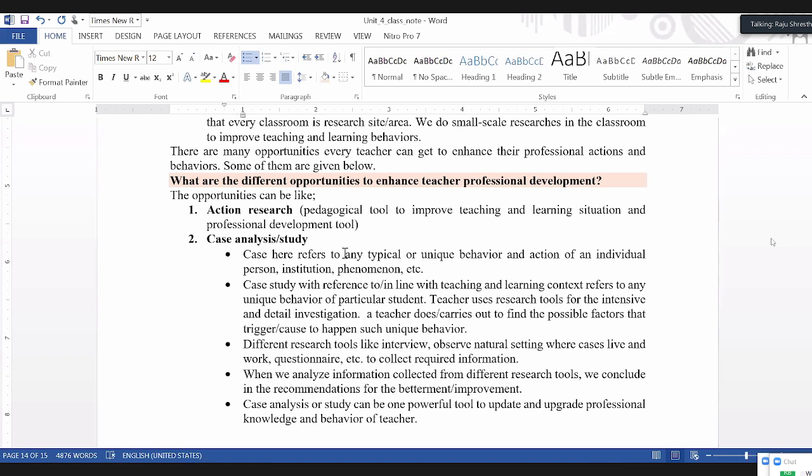And the purpose, the primary goal, is to find out the factors that trigger or cause such unique behavior to happen. What are the possible factors that are triggering such unique behavior? So this will be searched.